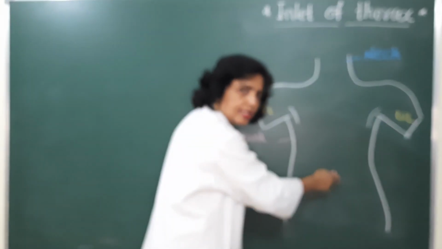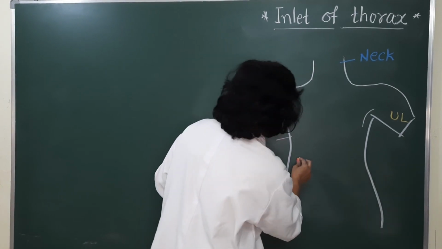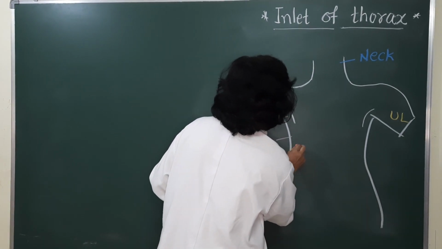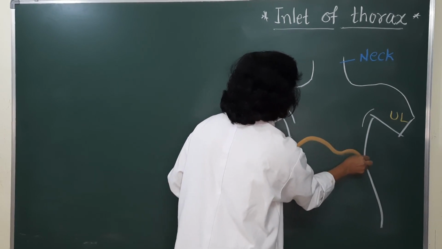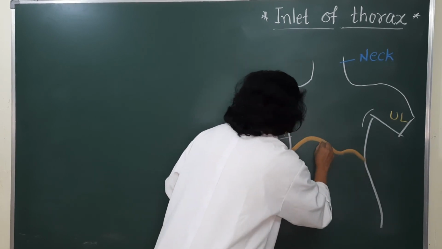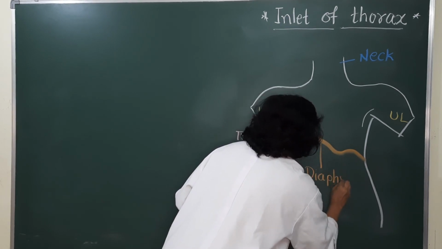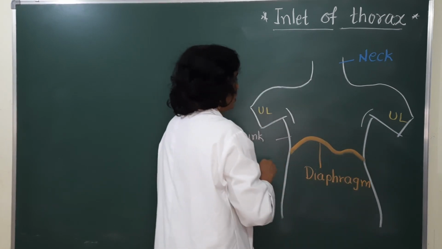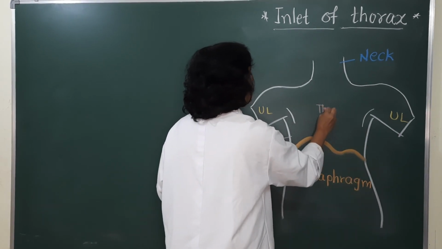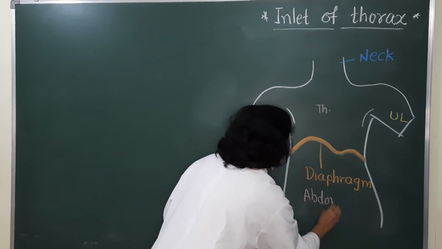This trunk is divided by a partition called thoraco-abdominal diaphragm, which is convex upwards towards the thorax. Suppose this is diaphragm. This diaphragm divides trunk into upper part called thorax. So here you get thorax and here you get abdomen.